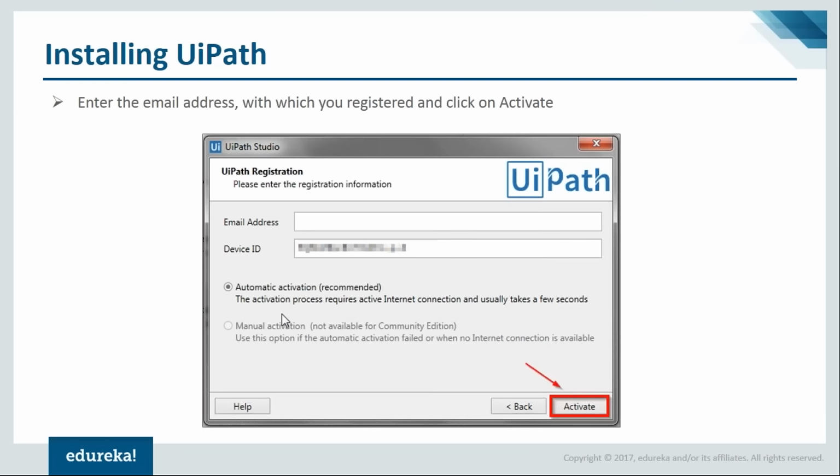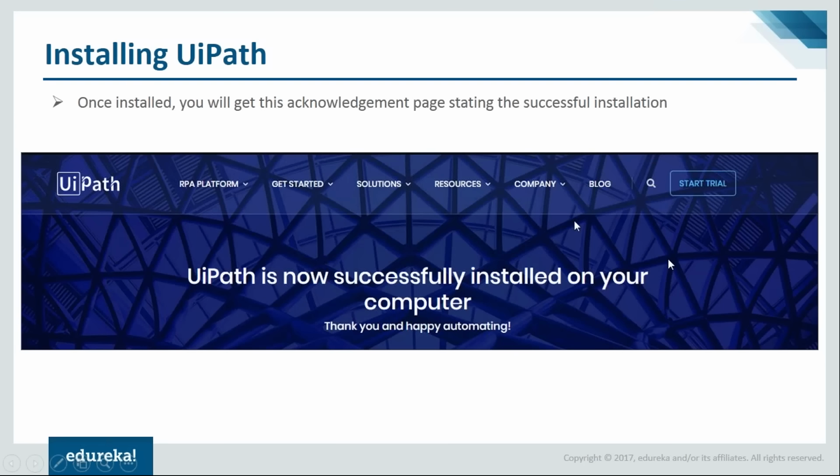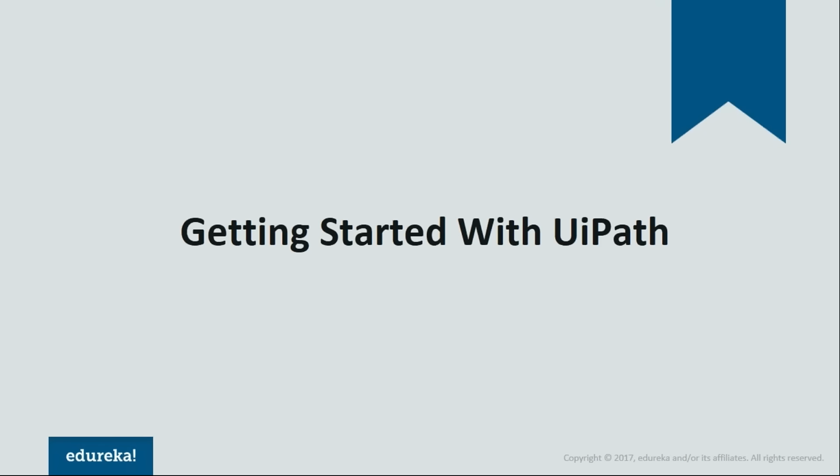So if you talk about this page, all you have to enter is your email address. The device ID will be entered automatically, so you don't have to touch that, and simply click on activate. All right. So once your tool is installed, it will show you the screen which acknowledges that your UiPath Studio has been successfully installed on your system, and then you can go ahead and use the UiPath Studio. All right. So let's go ahead and get started with the UiPath Studio now.